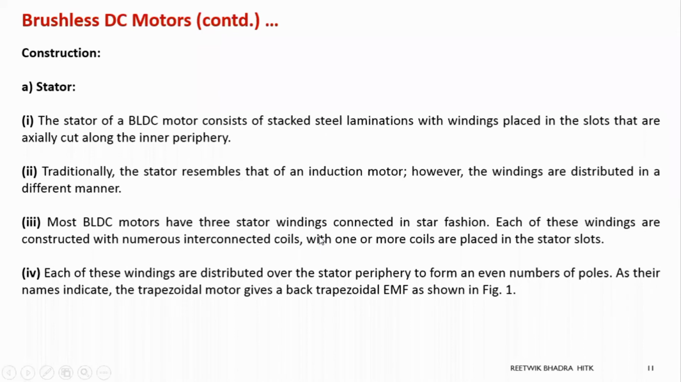Next thing is, how is this stator? The stator over here is made up of stacked steel laminations. All stators are made up of steel laminations. So the stator of the BLDC is generally made up of stacked steel laminations. Why are laminations made? Because they reduce your eddy current losses. And windings are obviously placed in the slots that are on the stator.